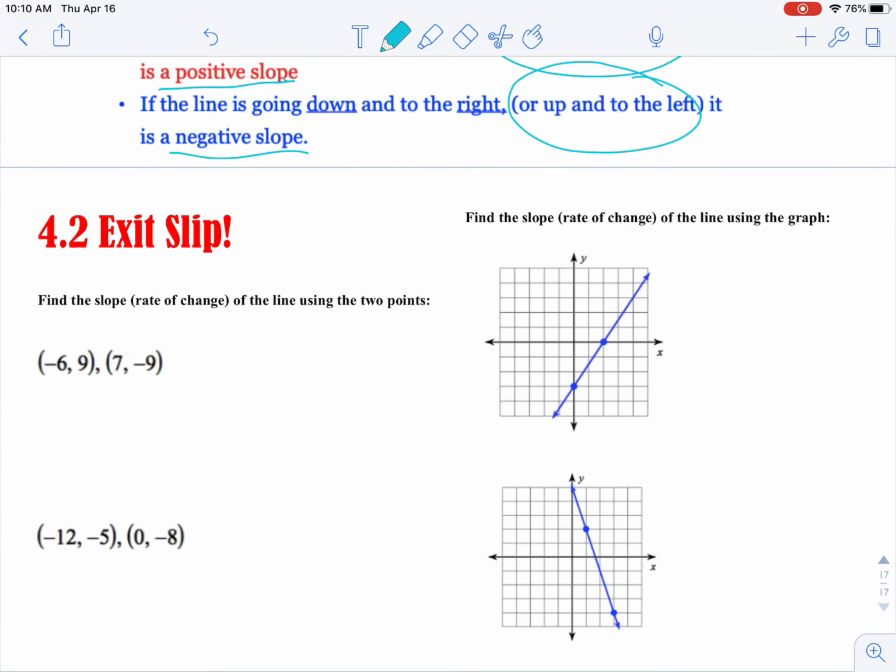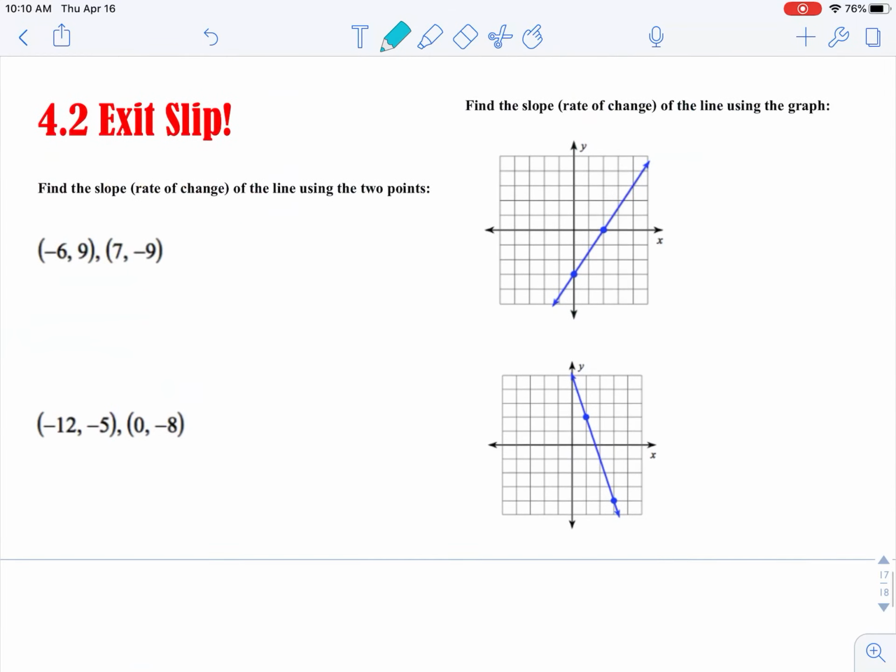Please, you need to do this exit slip. This exit slip is the last page. It has 4 problems on it. You're going to find the slope, the rate of change, using the 2 points. Then you're going to find the slope or the rate of change using the lines from the graph. Please turn this into Teams and Assignments.